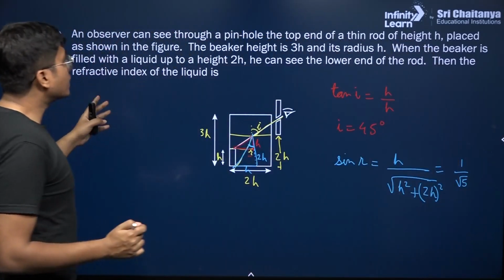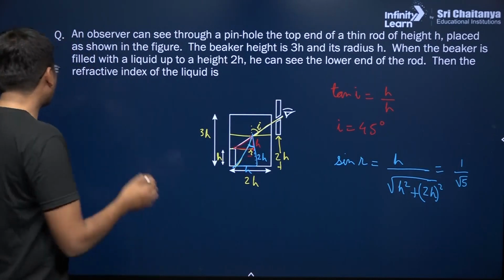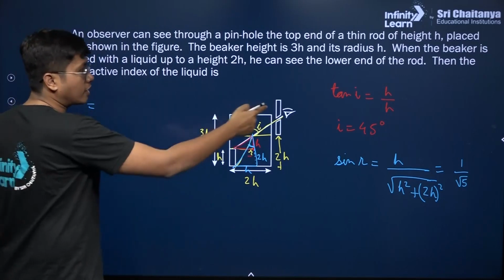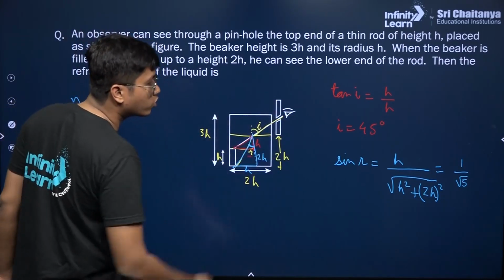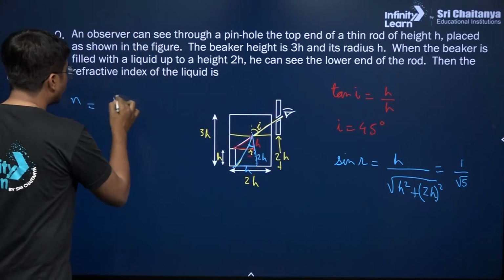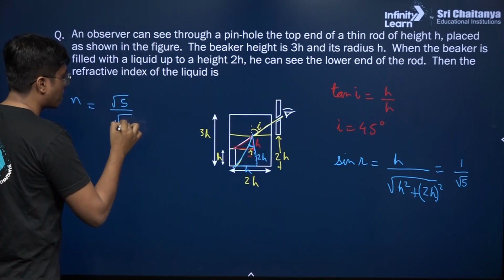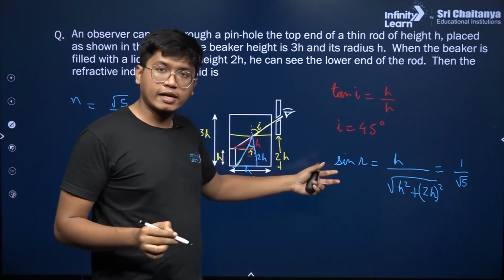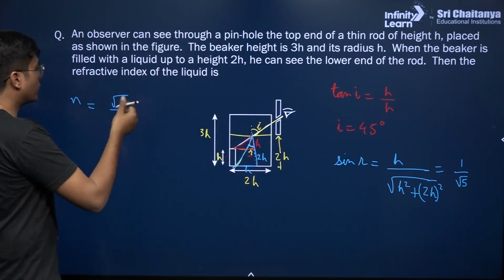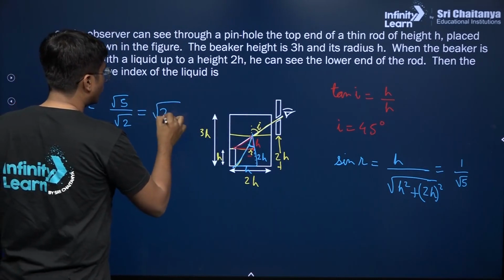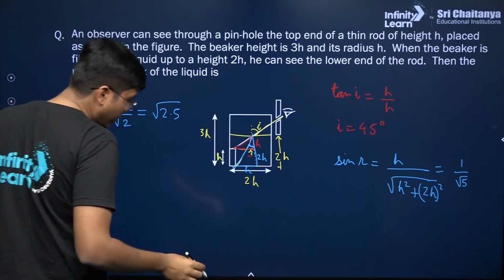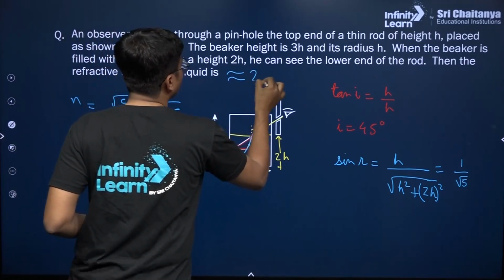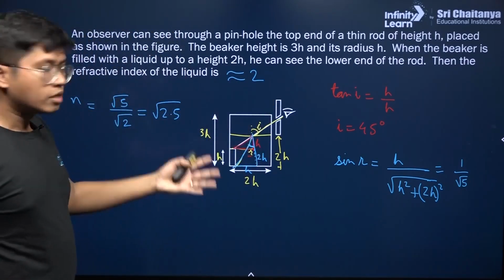So my refractive index I need to find out. My n has to be equal to sin I by sin R, where sin I gives 1 by root 2 and sin R gives 1 by root 5. So actually I'll do root 5 by root 2, because it is sin I by sin R. Once you do that, you will get root over of 2.5 and that is roughly equal to 2. If you are taking it to whole numbers, we'll keep it as 2.